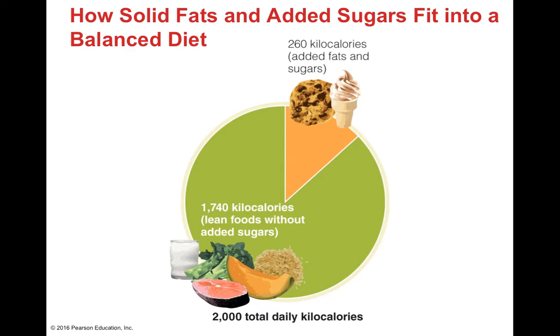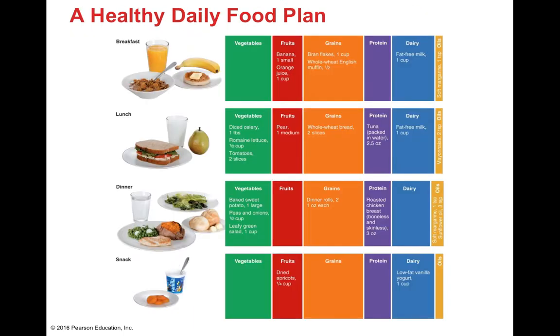Now, I previously told you that fats and sugars were negative, right? And I don't mean that they're bad for you. It's just that you have to make sure that you have a lower amount of them, right? And so every day you should have approximately 260 calories out of that 2,000 daily calories, which is right where I fall, of added fats and sugars. And the other 1,740 should be lean foods without added sugars. So yes, you can go ahead and have that cookie, but you can't have the cookie in place of the leafy greens and the dairies and the whole grains.